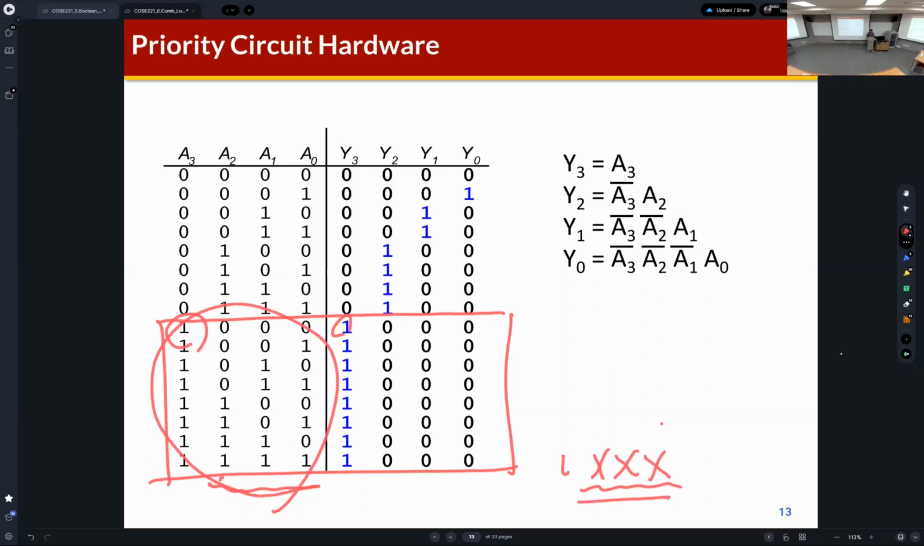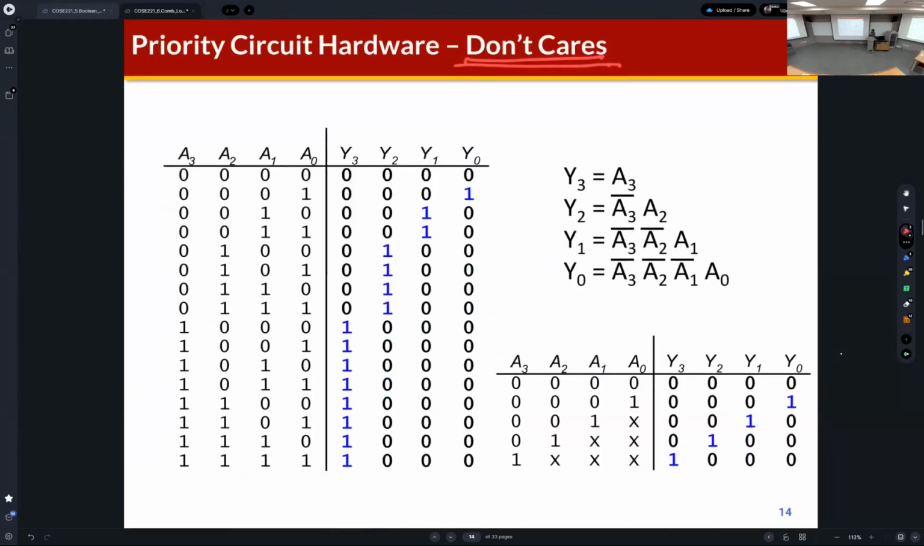Okay, then we can simplify this truth table like this. So A3 is 1, and then it's a bunch of don't cares here. Regardless of 1 or 0 of A2, A1, A0, Y3 becomes 1. And then also exchange Y2, so it's a 0 and 1. And then A1 is done here, A0 is done here. So Y2 becomes 1. So it's simplified, so it's easy to understand. Okay.